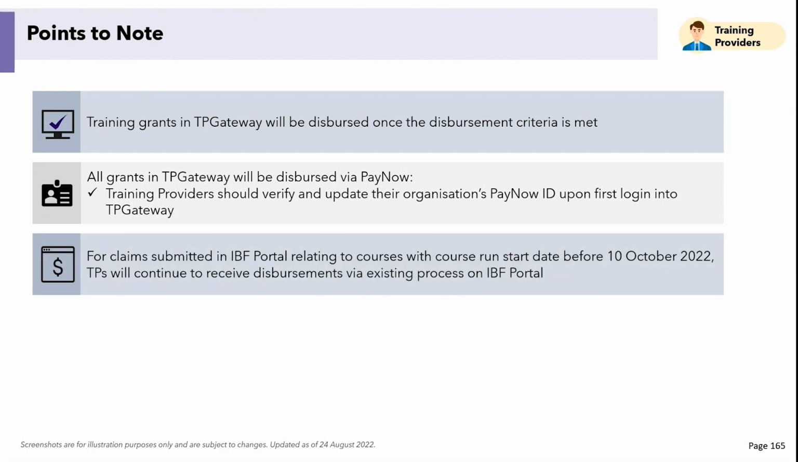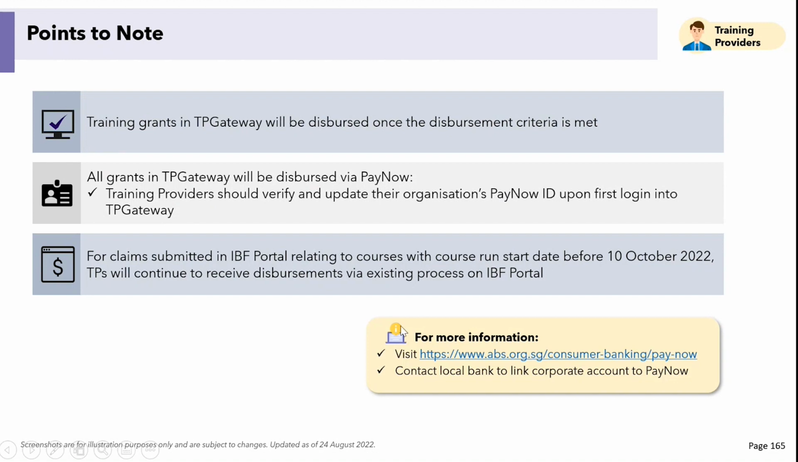For any claims submitted in the IBF portal relating to any courses that start before the cutover date on 10th of October, the TPs should continue to follow the existing process in the IBF portal, because only courses starting from 10th of October will be managed in TP Gateway. If TPs have any questions relating to their corporate PayNow, they can contact their local bank for more information on how they can link their corporate account to PayNow.